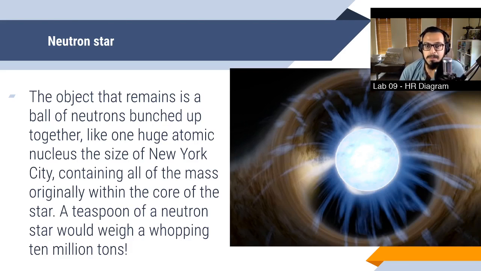The object that remains is a ball of neutrons bunched up together like one huge atomic nucleus the size of New York City, containing all the mass originally within the core of the star. A teaspoon of a neutron star would weigh a whopping 10 million tons.